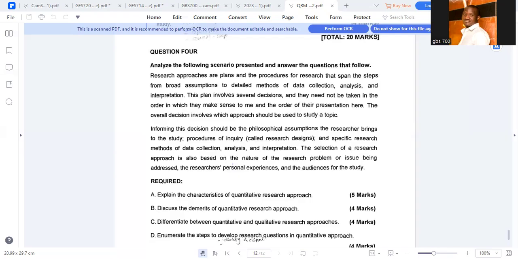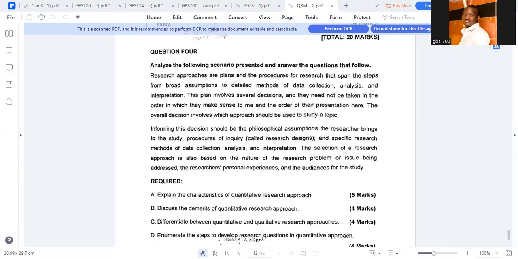We also have mediating variables and moderating variables. Who can tell me what mediating variables are and moderating variables? What are mediating variables? What are moderating variables?